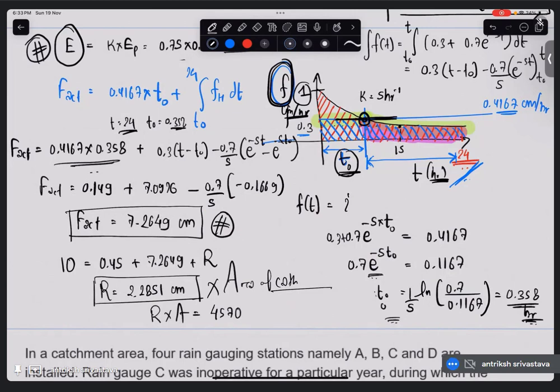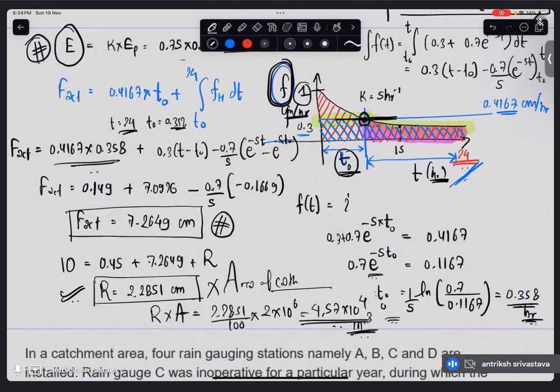So let me just keep it here, 4.57 into 10 power 6 meter cube. Oh my god, I made a mistake here. Since this is in centimeters and this area is in kilometers, we are going to do 2.2851 divided by 100 into 2 into 10 power 6. That gives 4.57 into 10 power 4 meter cube.